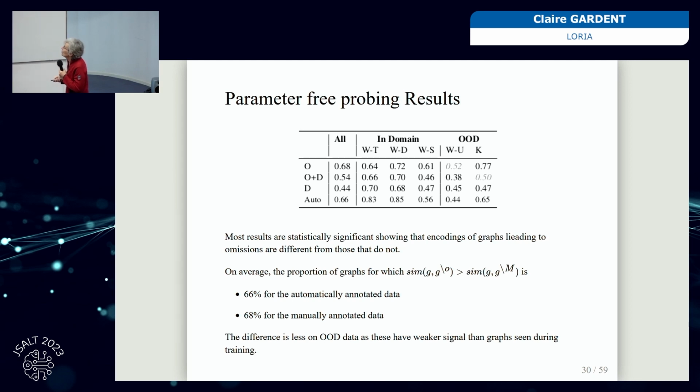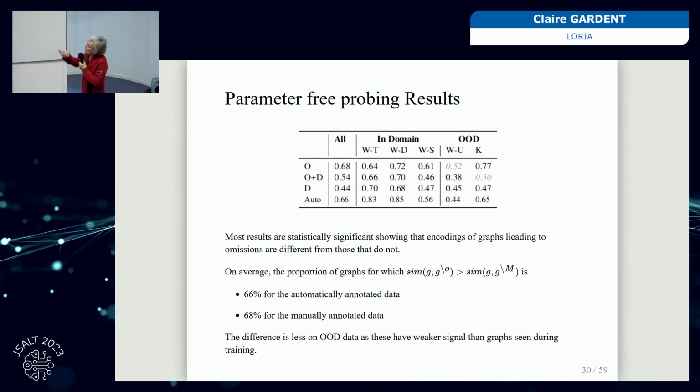And here are the results. We have different data sets, in domain and out of domain. O is for omission and D is for distortion. The top part of the figure is for the manual annotation, and the bottom part is for the automatic annotation. Basically, if you look at the all column, in 68% of the cases our hypothesis is true: the similarity between the graph and the graph where you substituted an omission is greater than the similarity between the graph and the graph where you substituted a mention.